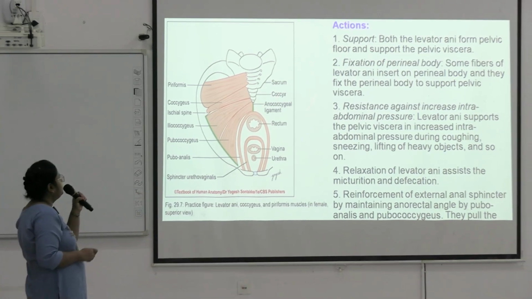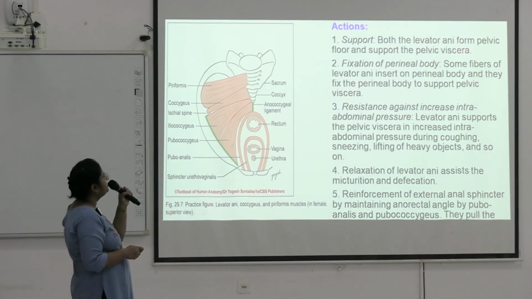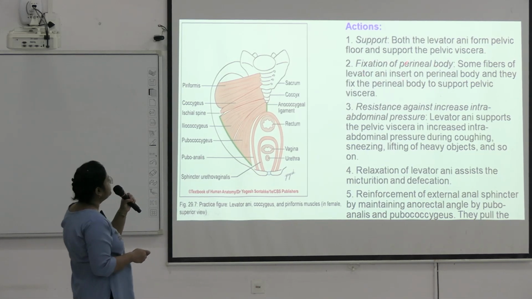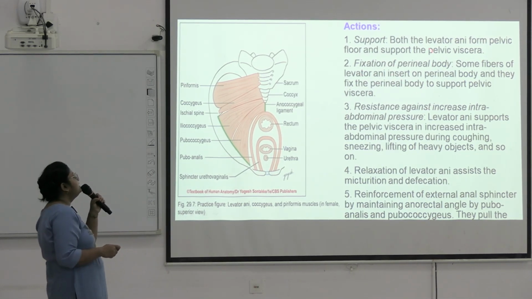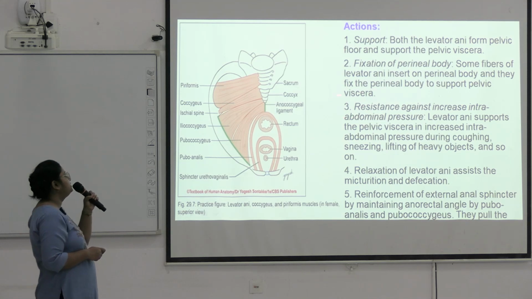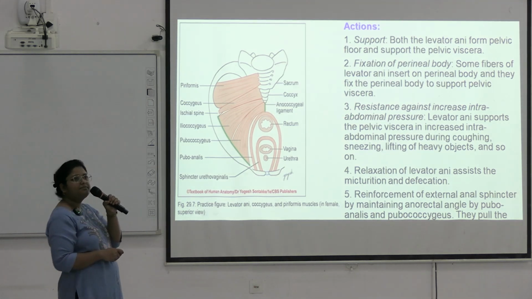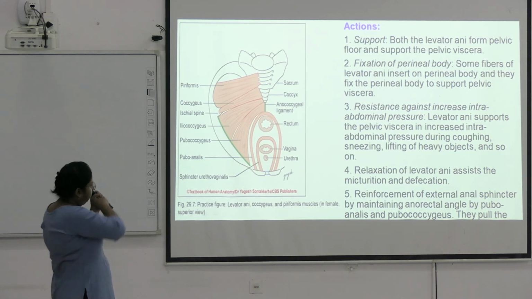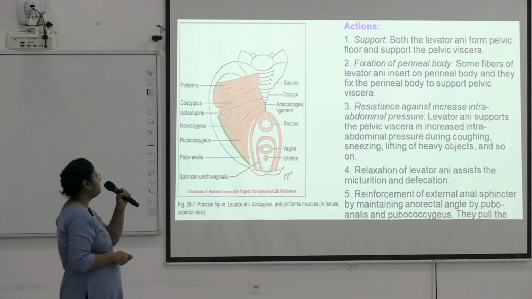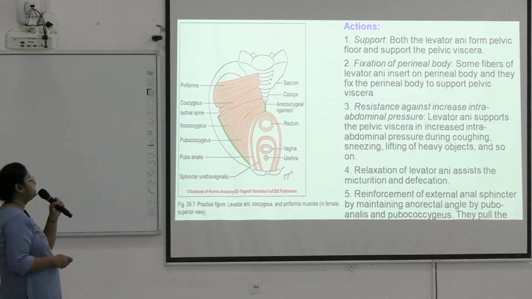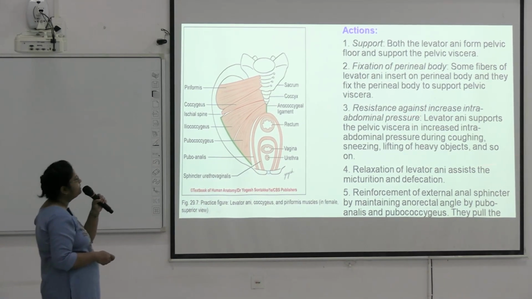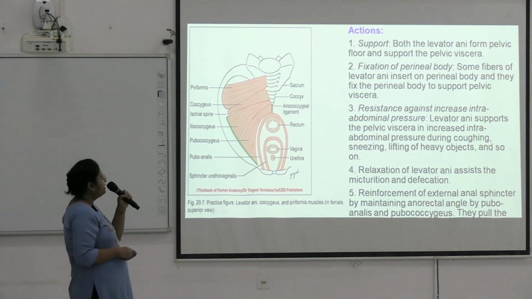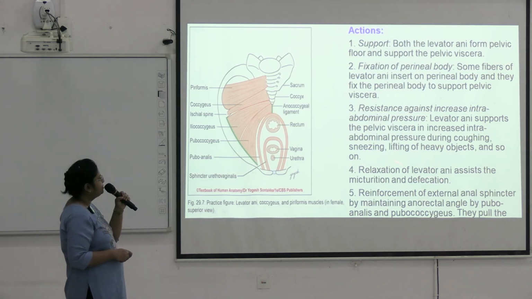So, both levator ani form the pelvic floor and support the pelvic viscera. Fixation of the perineal body. Some fibers of levator ani insert on the perineal body and they fix the perineal body to support the pelvic viscera. Next is resistance against increased intra-abdominal pressure. Levator ani supports the pelvic viscera in increased intra-abdominal pressure during coughing, sneezing, lifting of heavy objects, and so on. And relaxation of levator ani assists micturition and defecation.